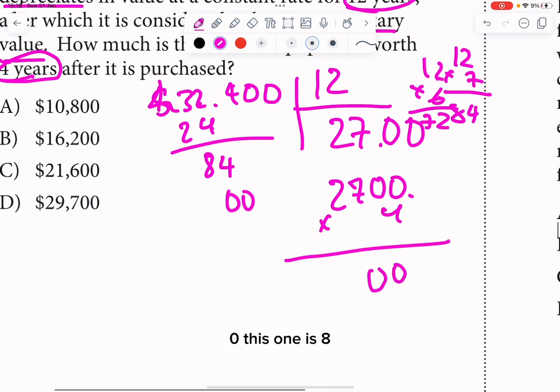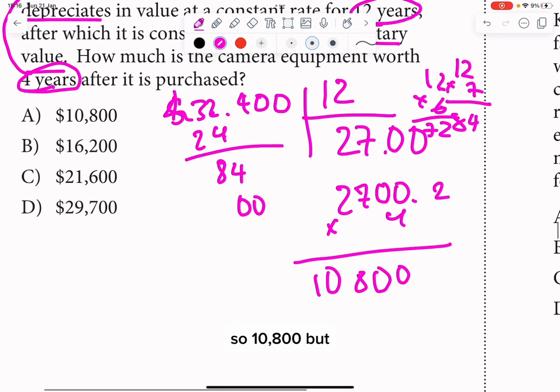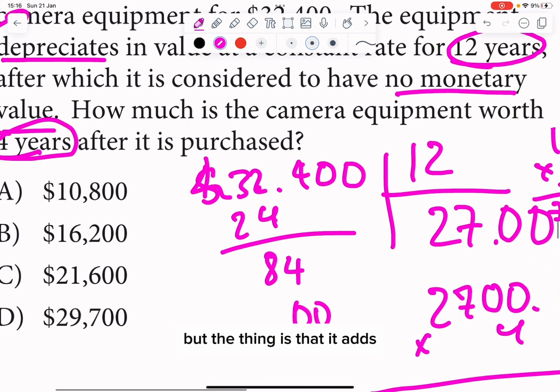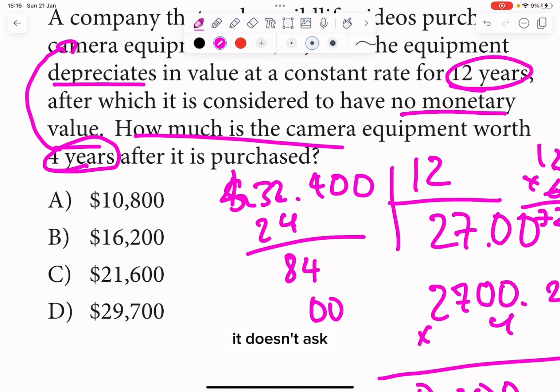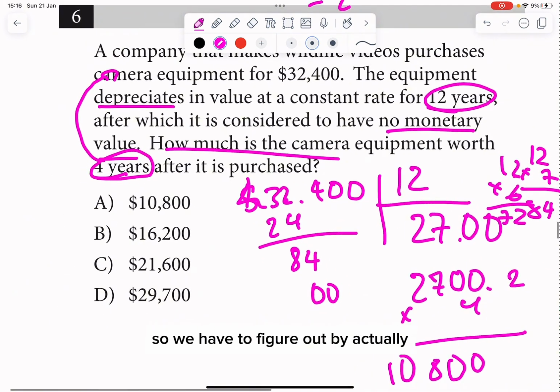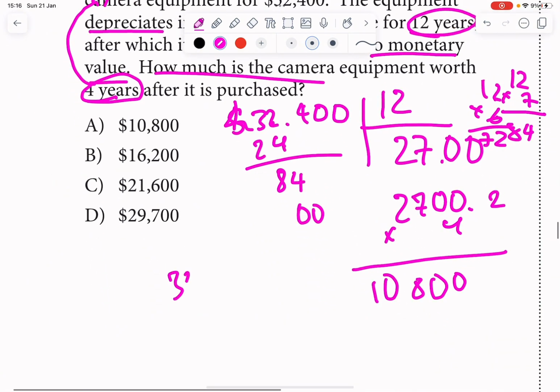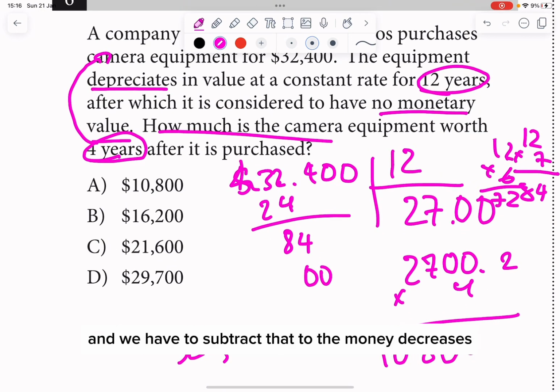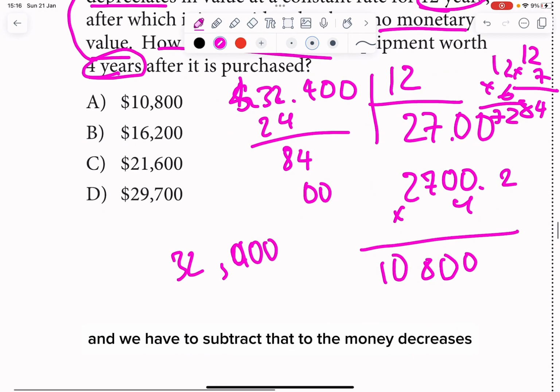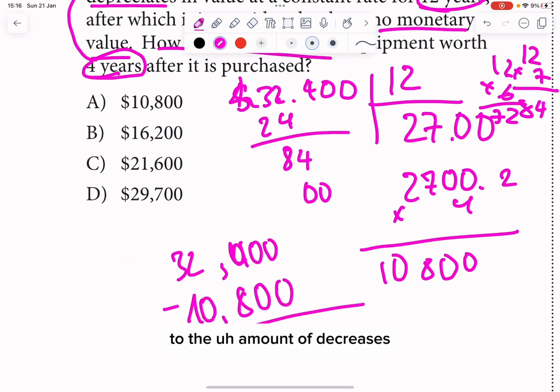So 0, 0, this one is 8, 2, and 2, 4. Yeah, so 10,800. But the thing is that it asks how much the camera equipment is worth after 4 years. It doesn't ask how much it decreases after 4 years. So we have to take the original price, the initial price, and subtract the amount it decreases.